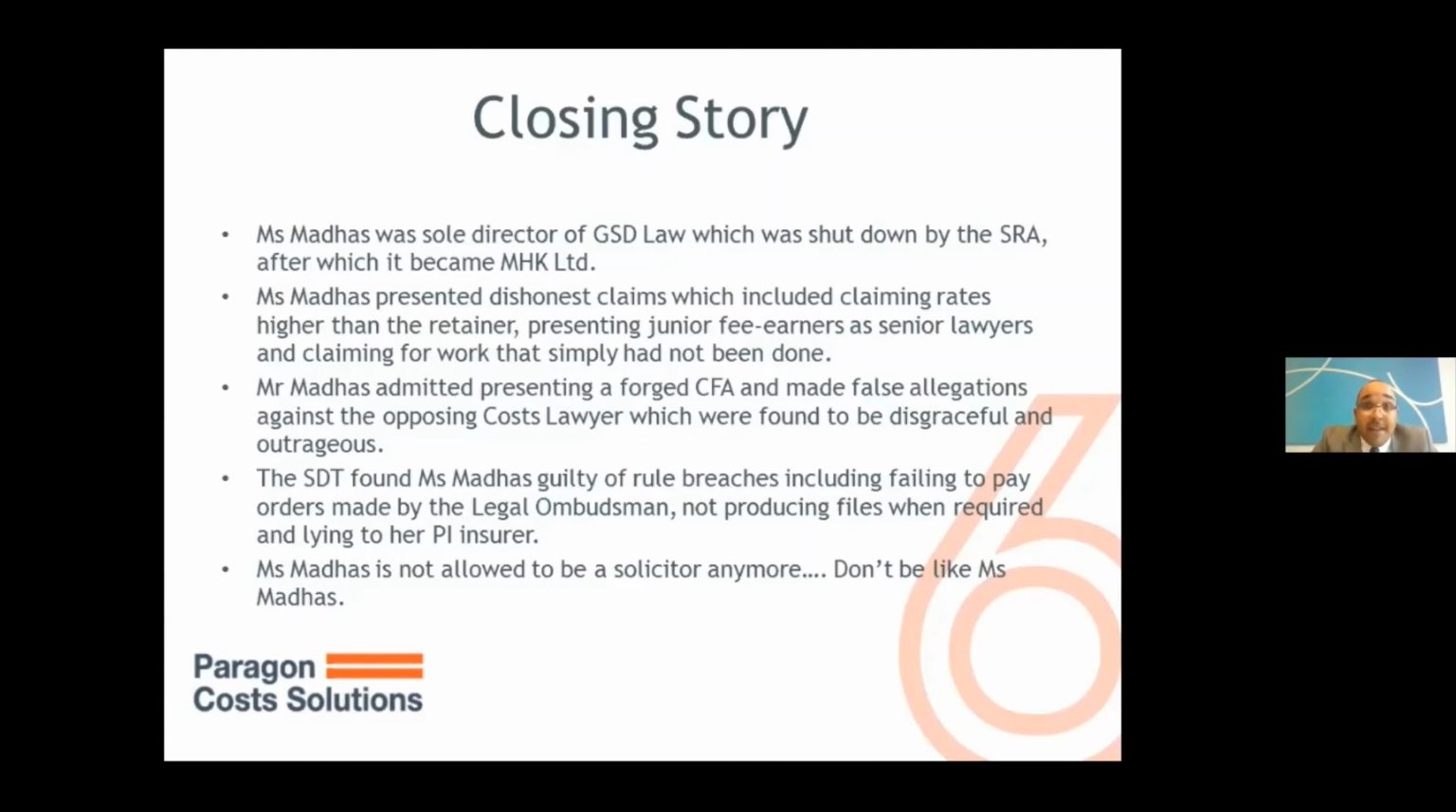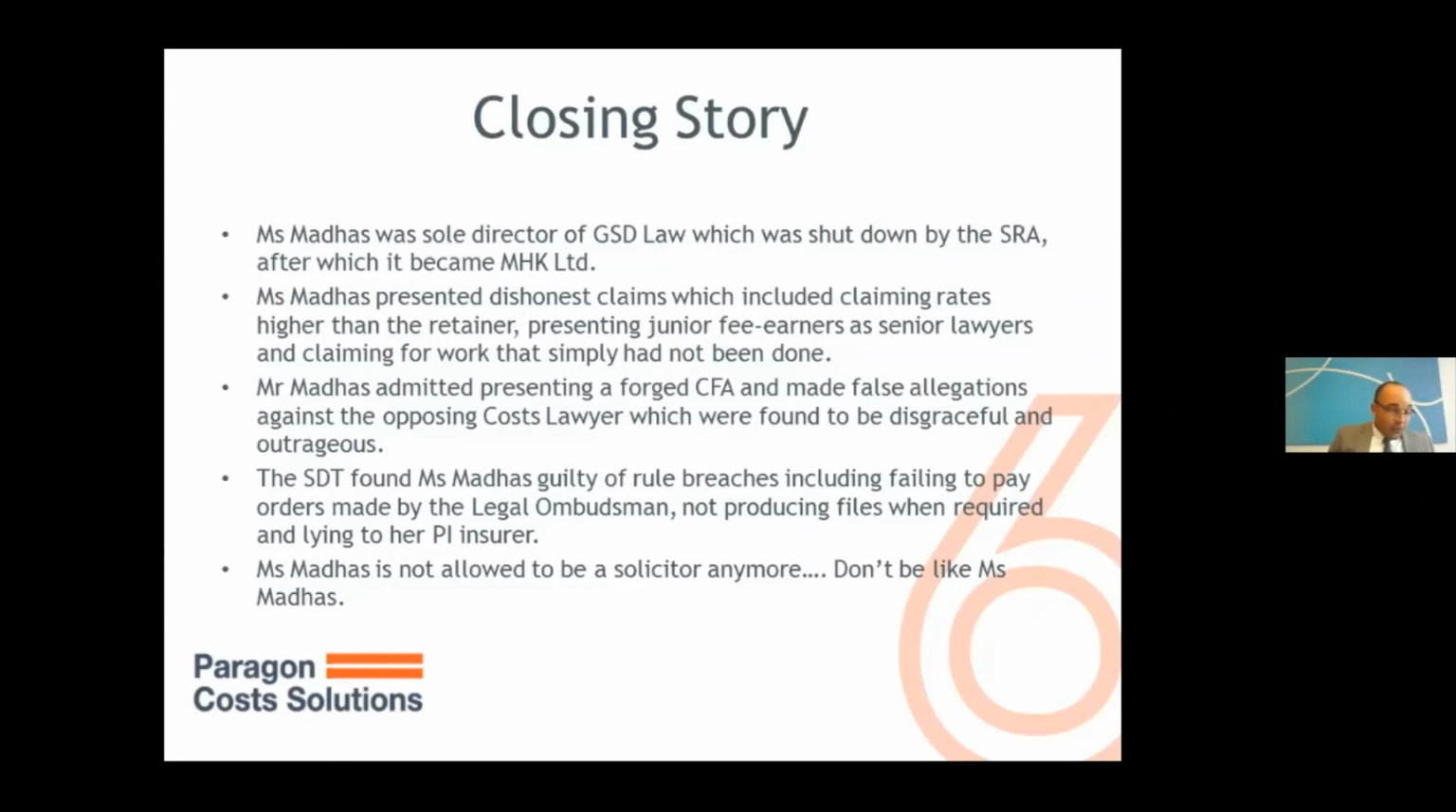Miss Madas admitted presenting a forged CFA and made false allegations against the opposing cost lawyer, which were found to be disgraceful and outrageous. The Solicitors Disciplinary Tribunal found that Miss Madas was guilty of rule breaches, including failure to pay orders made by the legal ombudsman, not producing files when required to do so, and lying to a PI insurer. Miss Madas is not allowed to be a solicitor anymore, so don't be like Miss Madas.